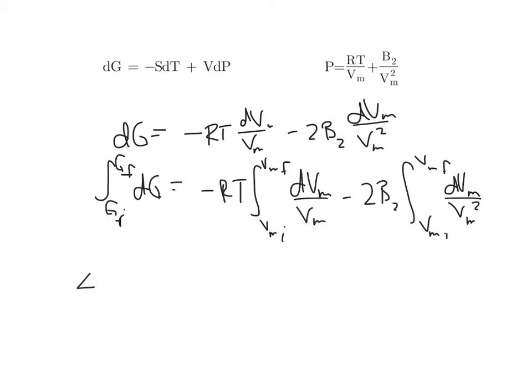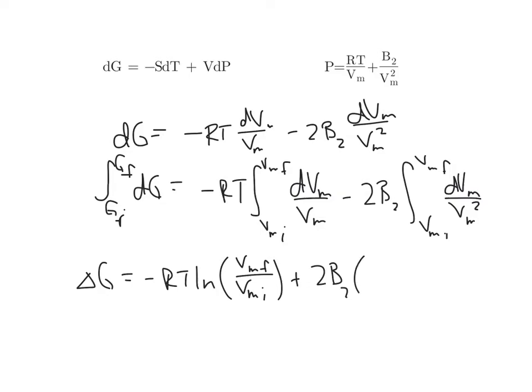And so delta G is equal to minus RT natural log of the molar volume final divided by the molar volume initial, plus 2B2 times 1 over final molar volume minus 1 over initial molar volume. And there's my expression for the change in Gibbs free energy when I expand or compress a virial gas at constant temperature.